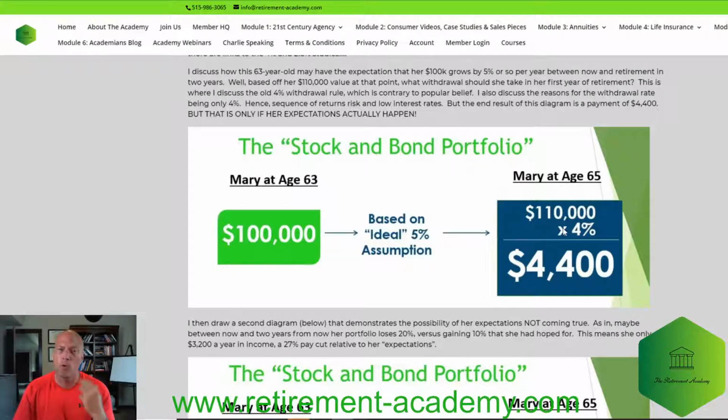Okay, Mrs. Client, what do you anticipate withdrawing from that portfolio at that point in time? She needs to be educated on the 4% rule, which today is technically not 4%.